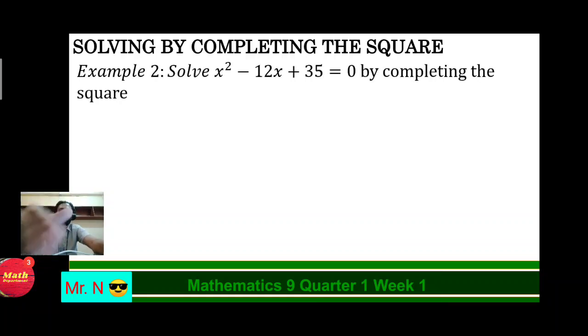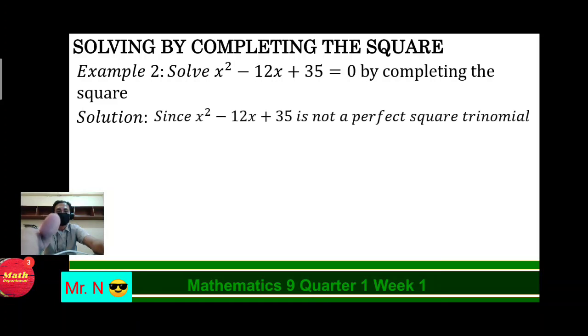Solve x squared minus 12x plus 35 is equals to 0 by completing the square. So let's have the solution. Since x squared minus 12x plus 35 is not a perfect square trinomial, we are going to get the perfect square trinomial of the term on the left. So para magawa natin yon, we're going to remove the 35 on the left side. Because hindi niya ginagawang perfect square trinomial yung buong expression sa left side. Because 35 is not a perfect square. So meaning to say, you need to remove that.